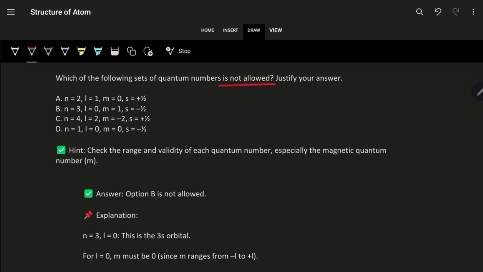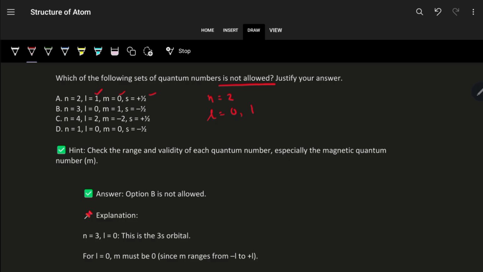See, n equal to 2, first option, l equal to 1. So n equal to 2 can have values of l as 0 and 1. So here it's 1, which means p. If it is p, then m can have value 0 and spin plus half.